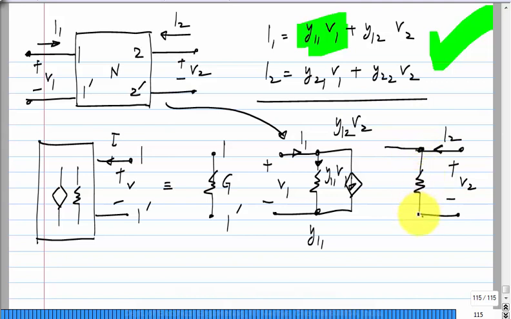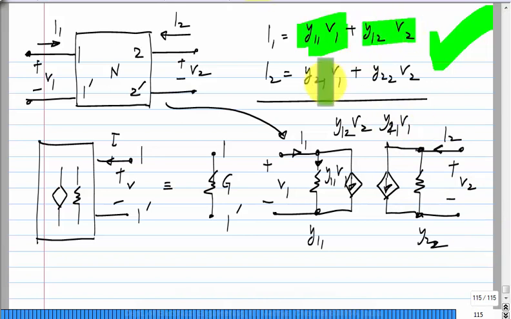You will have a conductance of value Y22 and a voltage controlled current source of value Y21 V1. Okay. So, all we did was for each of these terms we added an element, that is all. Okay. It is also quite common to use this model. I mean, it looks like a circuit and it is easier to analyze when you have it in circuits.